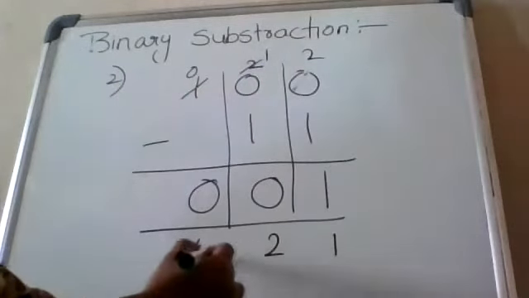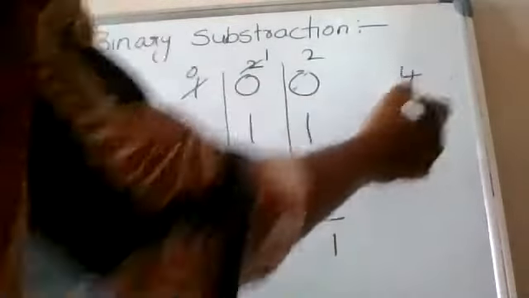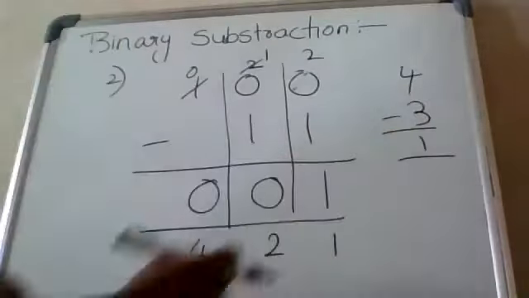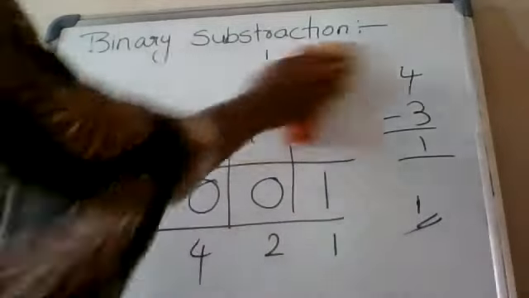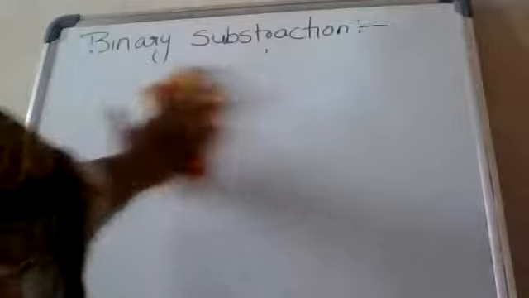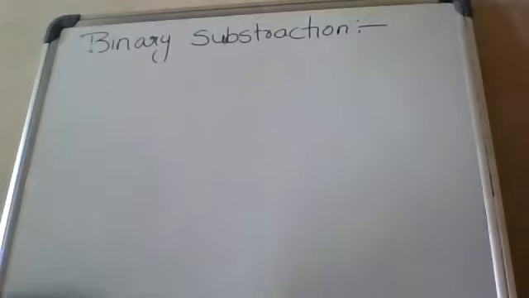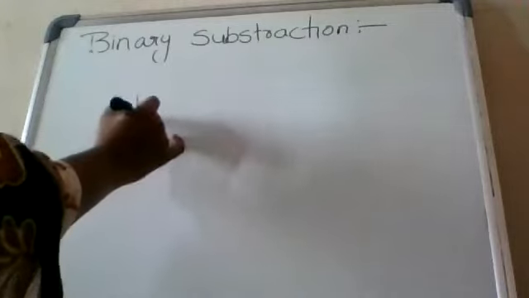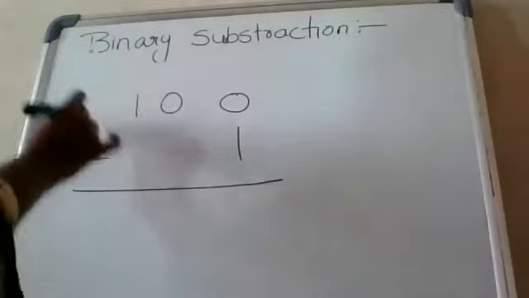1, 2, 4. Here 2 plus 1, 3. Here 1. Answer is correct. Another example. 1 0 0. We are only taking 1. Third example.